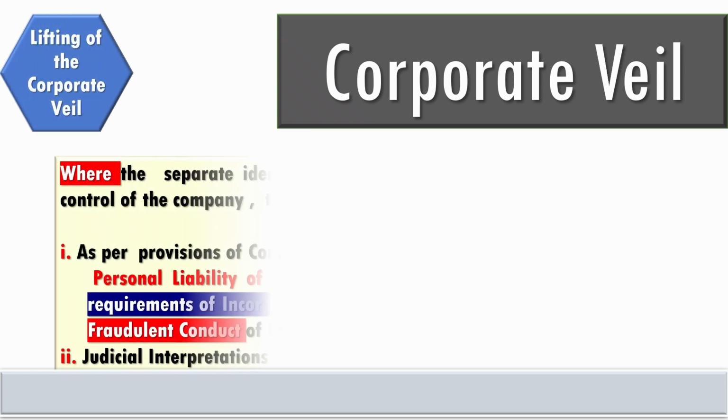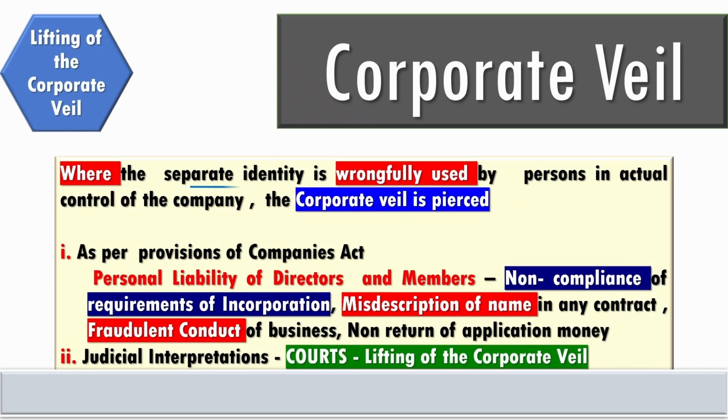and that freedom is granted to them by the corporate veil. Who operates behind the veil is not the business of outsiders. But there are cases where the corporate veil will be pierced. That will be mainly where separate identity is wrongfully used. There are two provisions. One, as per the Companies Act, where personal liability of directors and members comes to the fore for reasons of non-compliance of requirements of incorporation, misdescription of name, fraudulent conduct of business, etc.